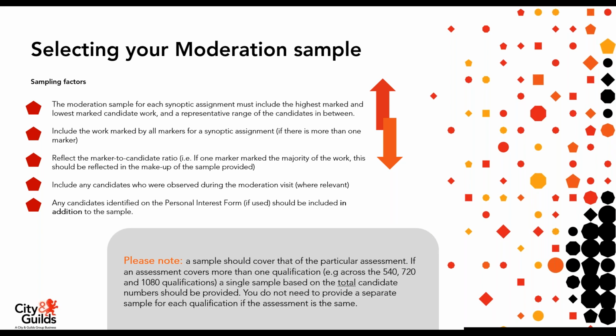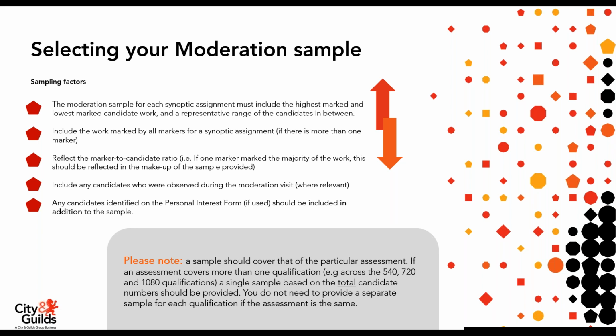And now, any candidates who have a personal interest, so maybe they have a relation with a staff member, would be classed as a personal interest, and they should be included in addition to that sample. So going back to that sample size, if you've got 50 candidates, you need to upload a sample of 12, but there's a further candidate who is, I don't know, the nephew of one of your markers, then we need to have that candidate uploaded additionally as well. So you're actually uploading 13 candidates, if that makes sense.